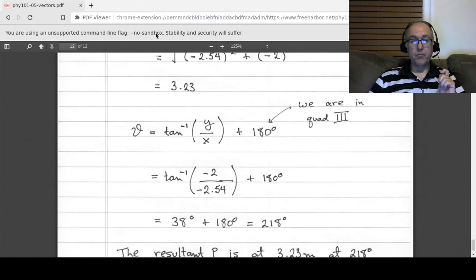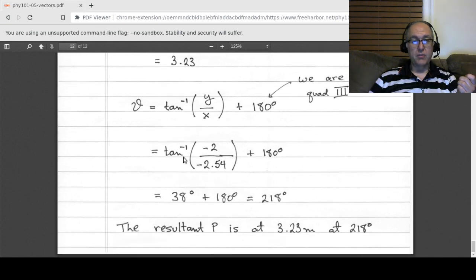And then to get theta, I use the inverse tangent of y over x. But remember, we're in quadrant 3, and in quadrant 3 I have to add 180 degrees. So I do the inverse tangent of y over x plus 180 degrees, plugging in my x and y components. My y component was negative 2, my x component was negative 2.54. The inverse tangent by itself gives me 38 degrees. Notice that would put me in quadrant 1, but the answer is supposed to be in quadrant 3. That's why we add that 180. So 38 plus 180 gives me 218 degrees. And there's the answer.